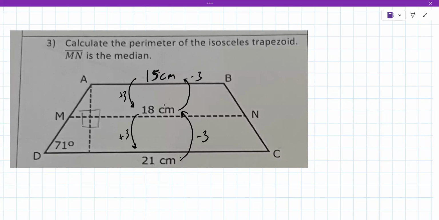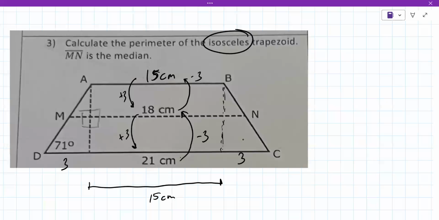Now, sometimes you got to make a leap of faith here with a few things. Like you really want to find the height here, or, I'm sorry, you actually want to find this outside one. Oh, there it is. Okay, that's key. Since it's an isosceles trapezoid, that means the triangles on the left and the right are congruent. This is 15 here, and it's split between the two, so that's 3 and that's 3.